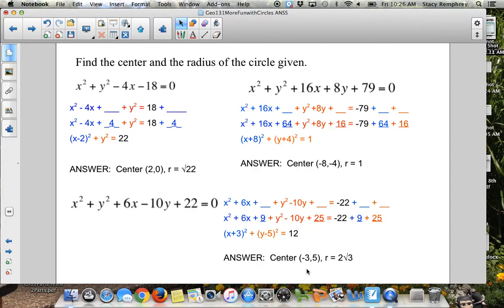So here are your answers to questions 2 and 3. If you're not sure where something came from, write that down in your notes and then you can come and ask me in class.